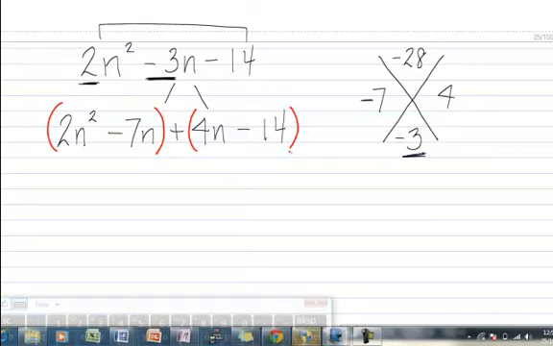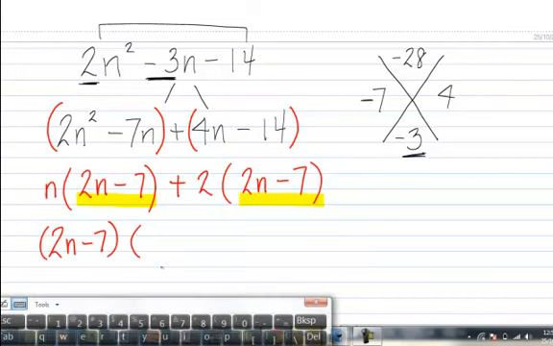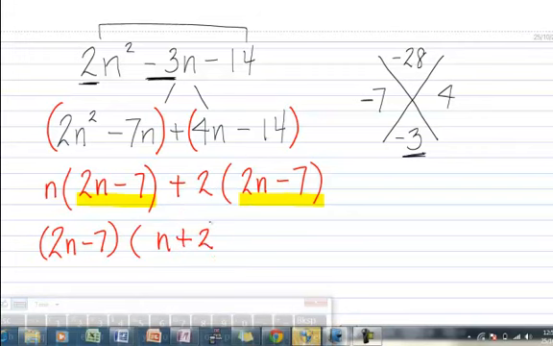So the first one, 2 and 7, I can't factor out, but n I can. So I factor out an n. I would get back 2n minus 7. Plus the other bracket, I can factor a 2 out. So I factor out 2. What's left inside is 2n minus 7. As you can see, exactly like the previous question, 2n minus 7, you can factor it out. So once I factor out 2n minus 7, what I get back inside is n plus 2.